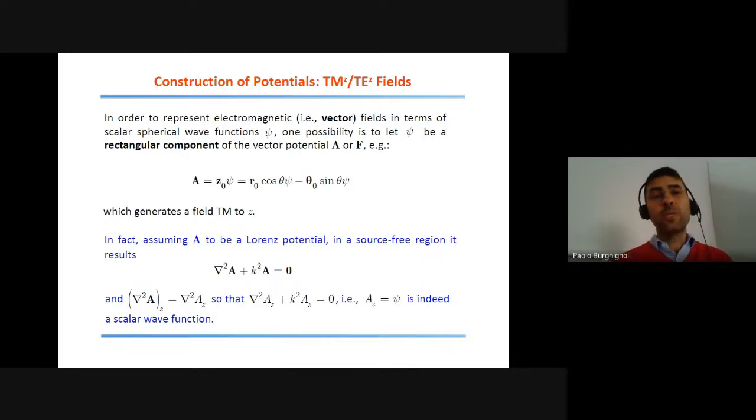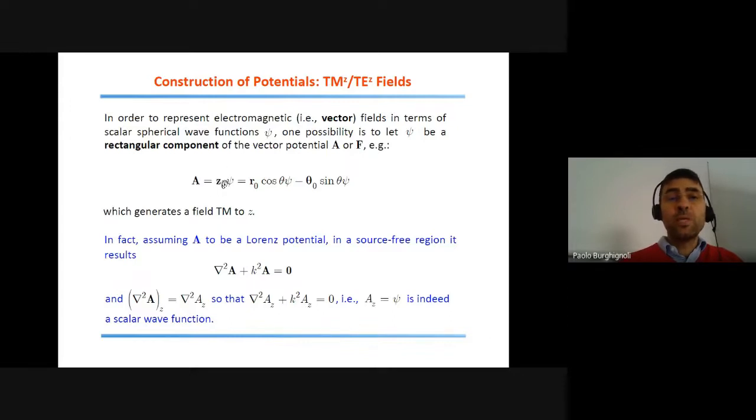For example, you could use a Cartesian coordinate. For example, you could employ a magnetic potential A, which has only the z coordinate, and that z coordinate, as you know, is a solution of the scalar Helmholtz equation. So by definition, it is a scalar wave function, which you can represent as a scalar spherical wave function, that is, with its dependence on r, theta, and phi.